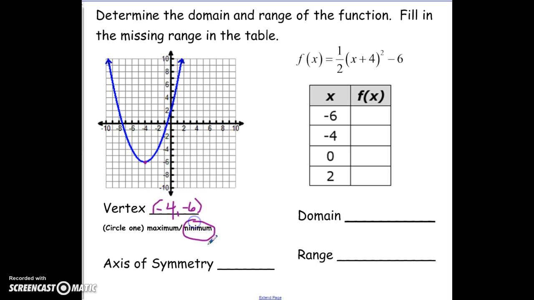which is a minimum. The axis of symmetry is now going to run through the vertex, x equals -4. Domain all real. The range is now stopping at -6, so y is greater than or equal to -6. And then either using the graph or using the calculator, we can find that these values are -4, -6, 2, and 12.